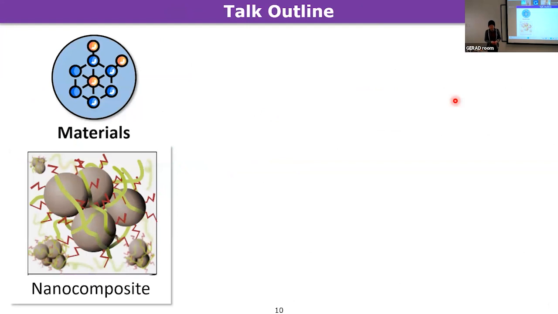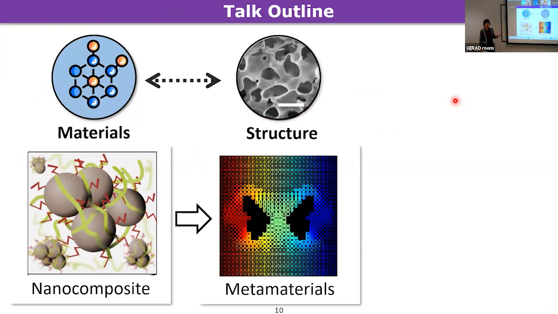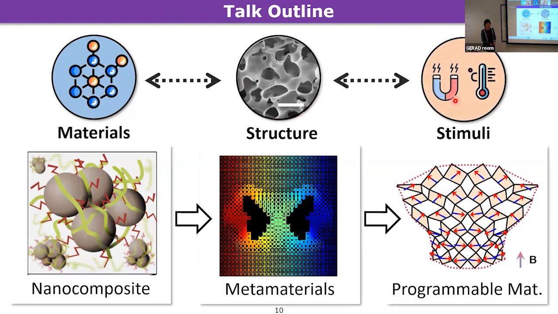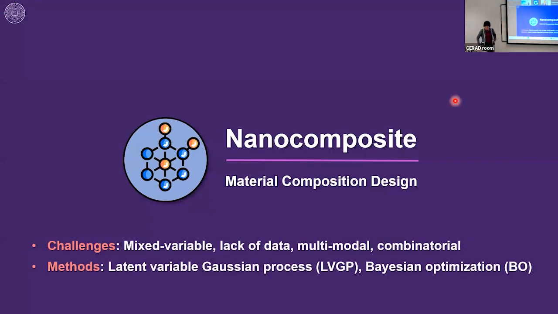Let me walk through three examples with you to give you some brief idea about the different methods we're developing. I will start with nanocomposite design, which is a very stochastic system, then go into metamaterial design, which is a very deterministic kind of architectural design. And at the end, I will show you some recent work on programmable material systems, which makes the problem dynamic. So we have to use dynamic optimization to solve this problem. The problem is getting more and more difficult based on the dimensionality.